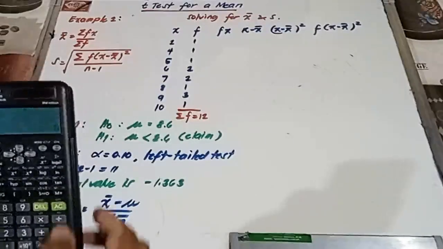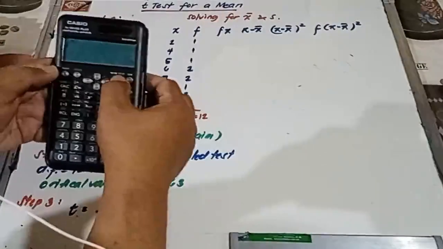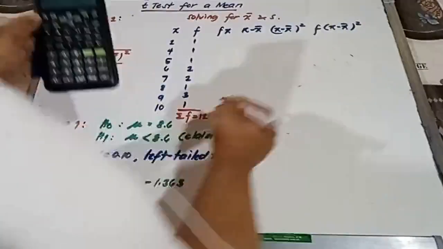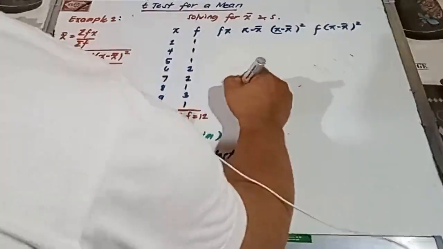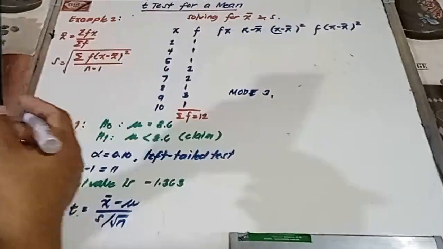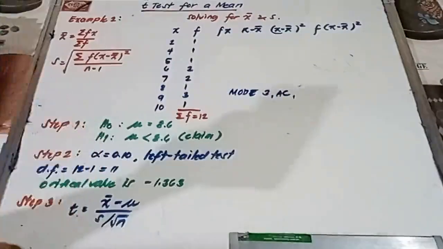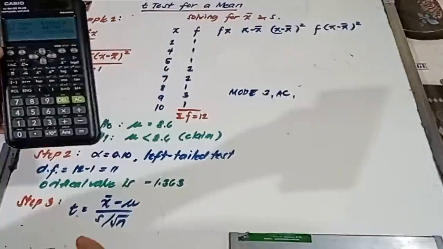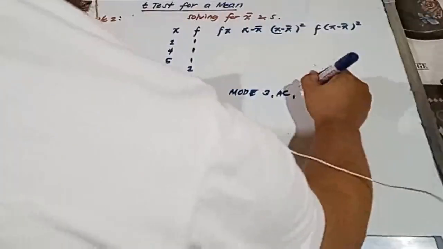So, ilagay muna natin sa stat mode yung ating calculator by pressing mode 3. Okay? So, ganyan muna ha. Mode 3. Pagkatapos, AC. Okay? So, nasa mode stat ka na. Okay? Then, shift stat. Stat natin 1. Shift 1. Then 2 para sa data.